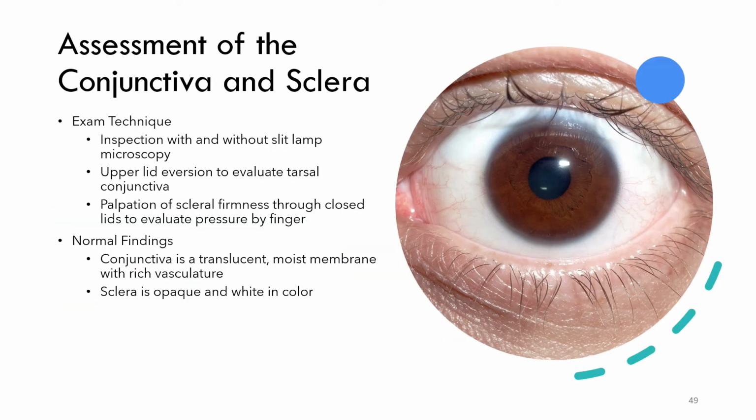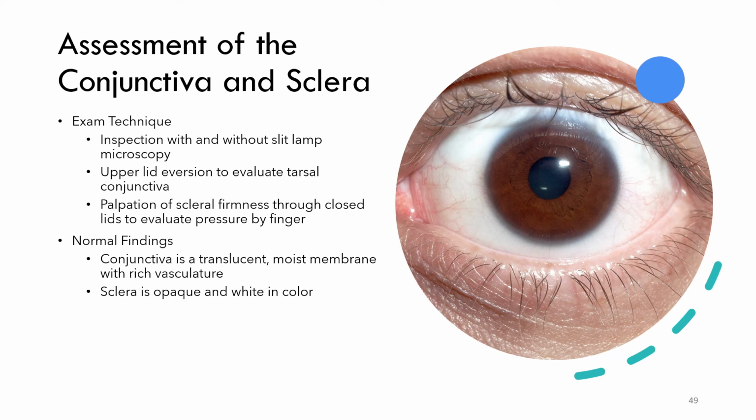Assessment of the conjunctiva and the sclera. Our exam technique here will be inspection with and without slit lamp microscopy, upper lid eversion to evaluate tarsal conjunctiva. Remember, the conjunctiva is continuous with the eyelids, and palpation of scleral firmness through closed lids to evaluate pressure by finger. This is something that should be done only as a last resort if there is no other way to evaluate patient eye pressure, as it is very inaccurate.